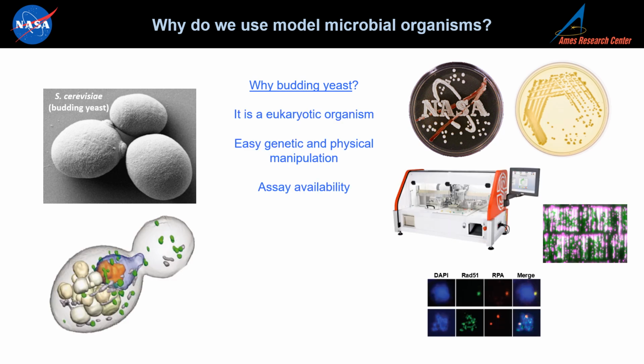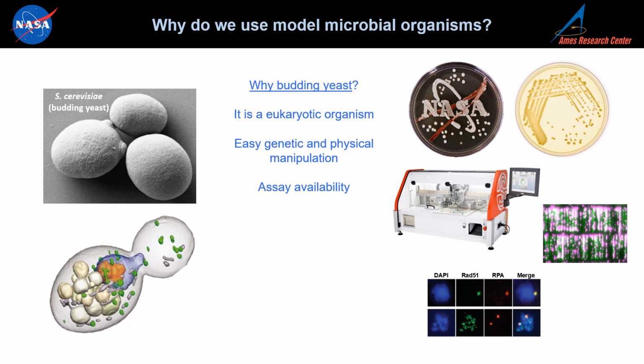So why baker's yeast? Well, it is a eukaryote. What does that mean? We are eukaryotes, humans. What that means is that there are many pathways that we share, especially those involved in the repair of damage or stress response, which are of my interest because that's what I study, space radiation. They're very easy to genetically and physically manipulate. What that means is you can go into their genes, you can play with their genes, you can add, remove genes, you can even put human genes in yeast.